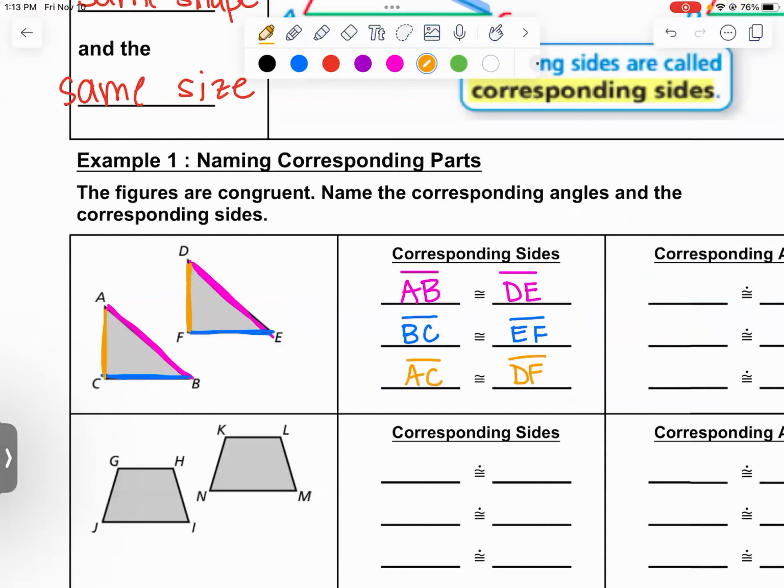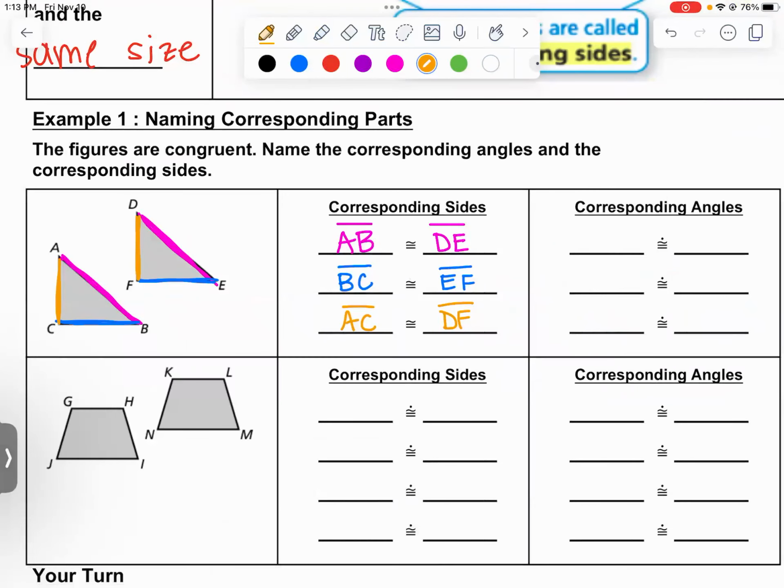Okay. Now, let's talk about our angles. If I look at angle A, first of all, I want you to pay attention to how I write this. Angle A. Write it. That's an angle symbol. It looks like a slanted L, but it's an angle symbol. Caesar, what angle is in the same spot as angle A in the other triangle?